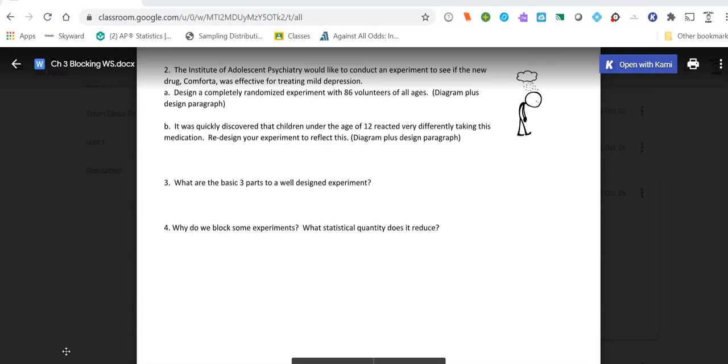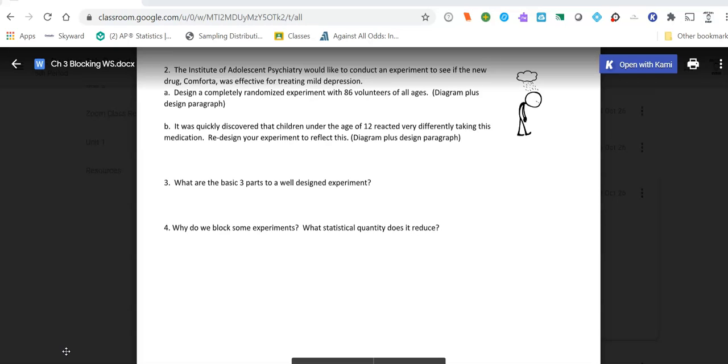Now, number 4 says, why do we block some experiment and what statistical quantity does it reduce? So as we've seen, the reason we block some experiments is because sometimes we have underlying variables that can affect the outcomes of our experiment if we don't plan for them, right? Now, if we had an experiment where we didn't accommodate for one of those underlying variables, one of those confounding variables, then we would likely either overestimate or underestimate the effect of our treatment.